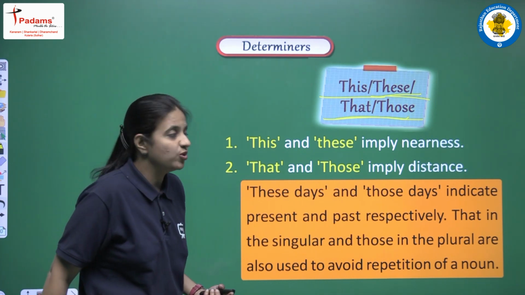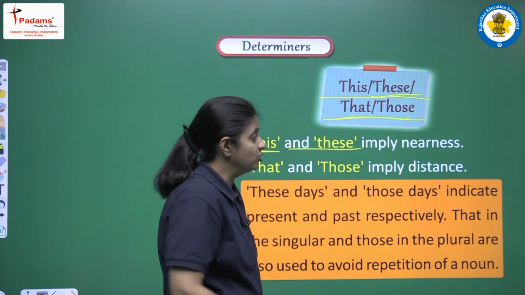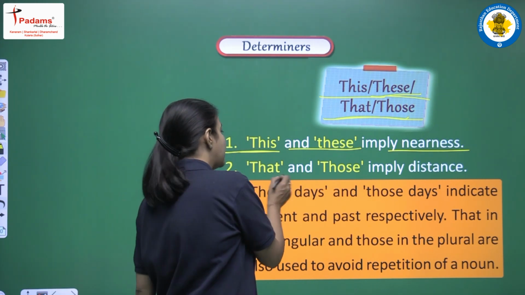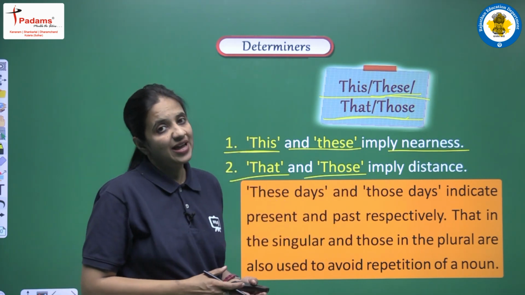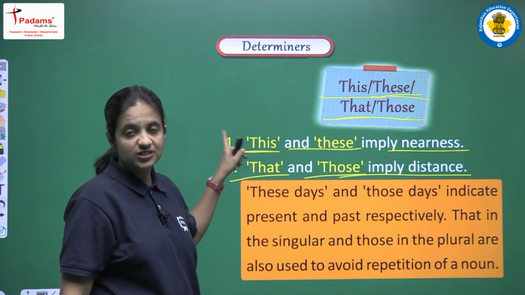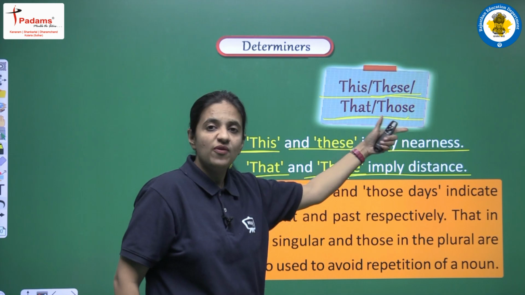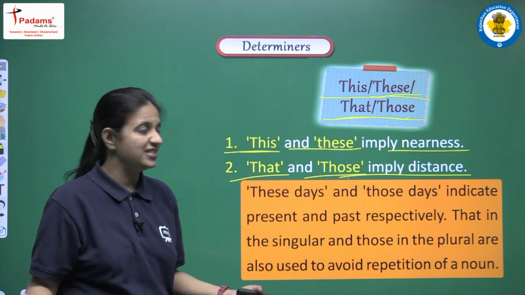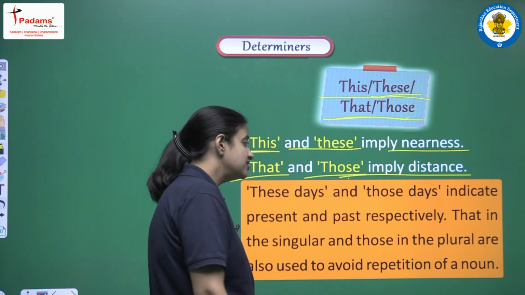First thing we have to understand is that this is used for singular and these is used for plural nouns, when we are talking about nouns that are near us. Similarly, that is used for singular and those is used for plural, when we are talking about something at a distance. So this and that are for singular nouns, these and those for plural nouns; this and these for nouns that are very near, that and those for nouns that are very far away. This is the basic difference. These days and those days indicate present and past respectively.